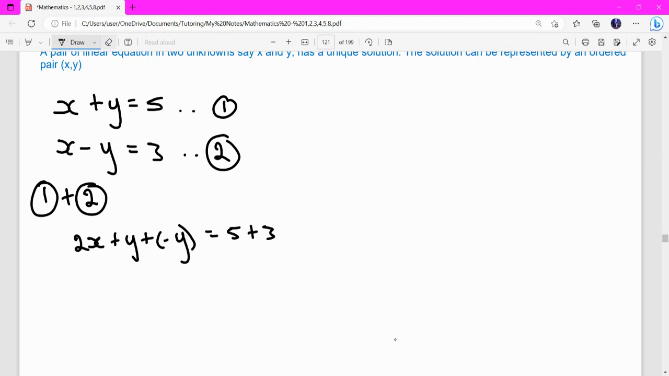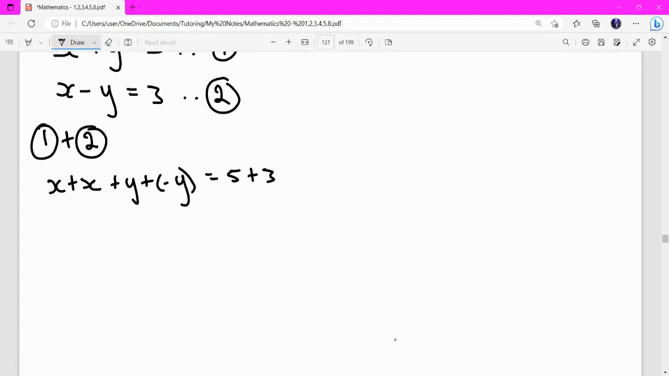So, if you're confused about how I got 2x, let me just write it in. You're adding x and x, right? You'll get 2x. So you have y plus negative y, and 5 plus 3, right? So x plus x is 2x, y plus negative y would be 0. They will cancel off, right? Because the plus and minus in the middle will give you a minus y, is equal to 8.